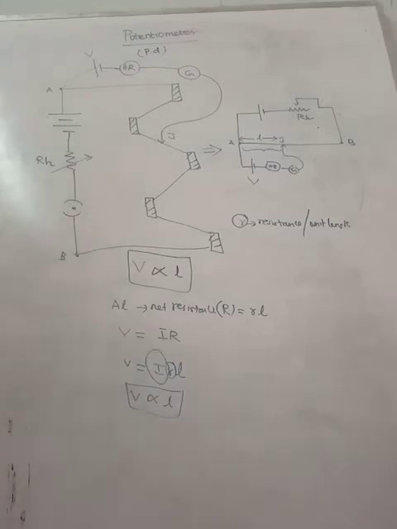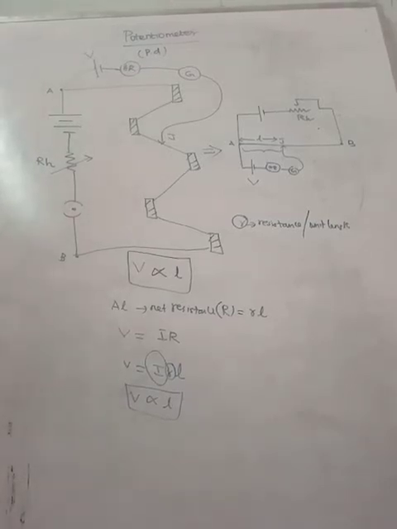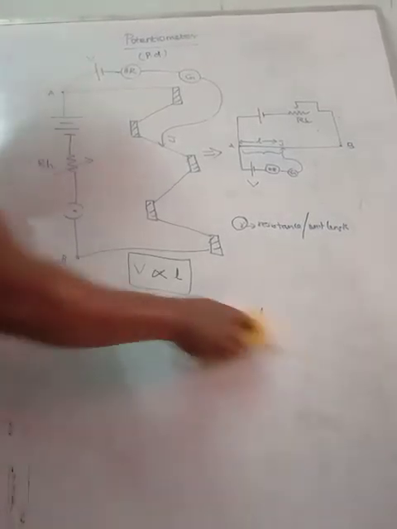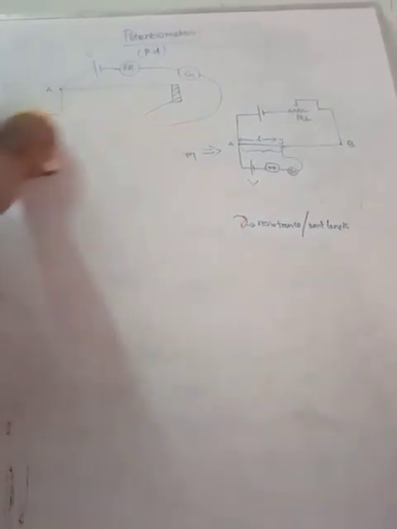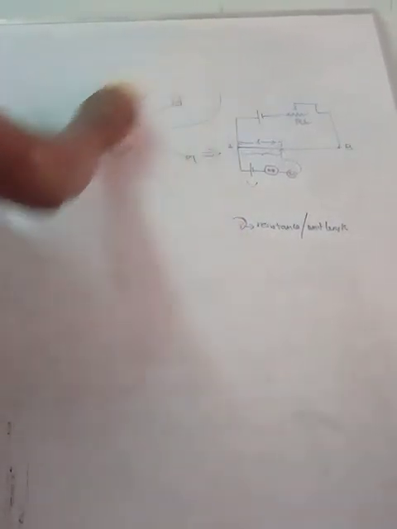Now there are two applications for the potentiometer. The first application is that we are able to compare the EMF of two cells. The second one, we are able to find out the internal resistance of the cell. So there are two applications for the potentiometer.